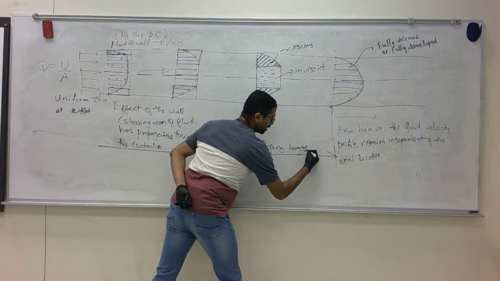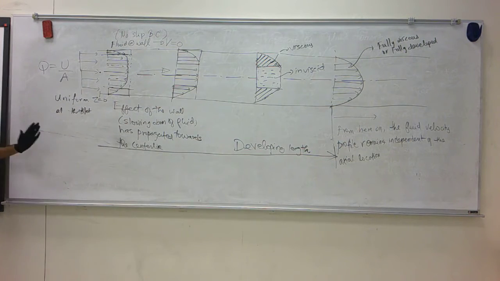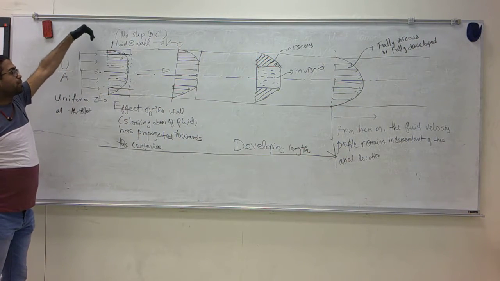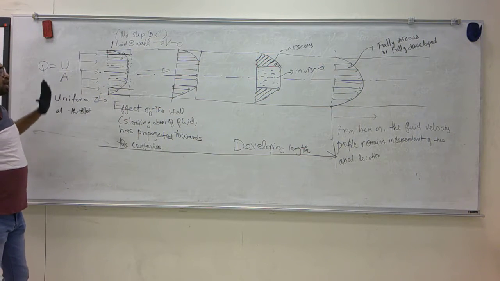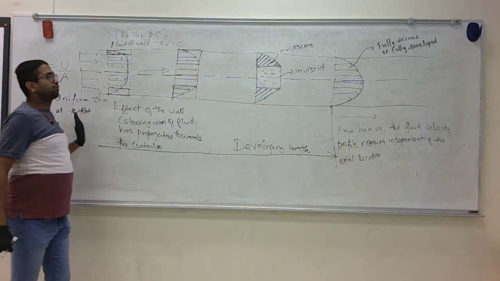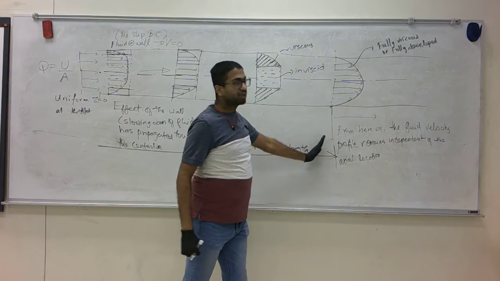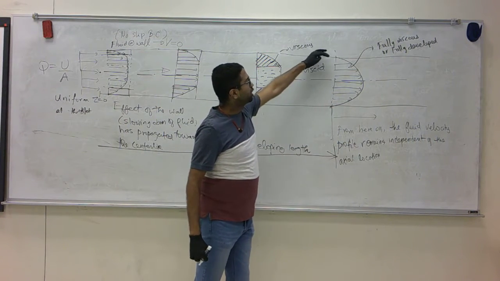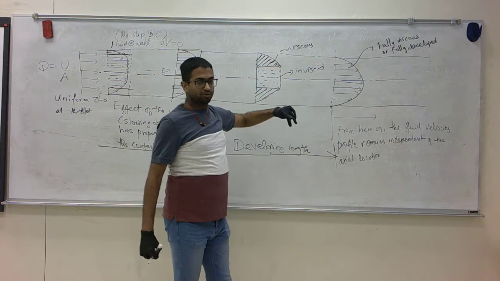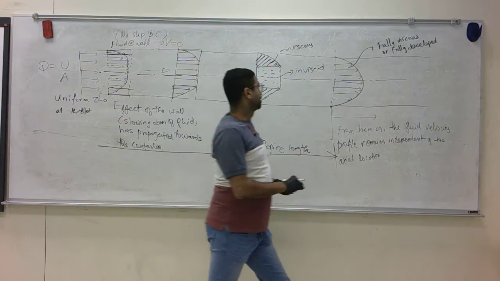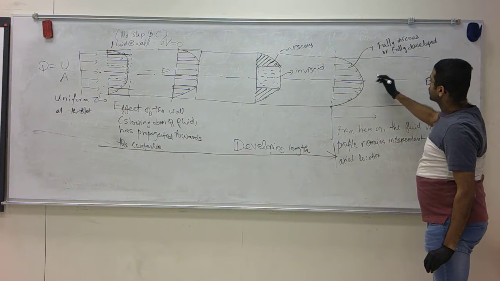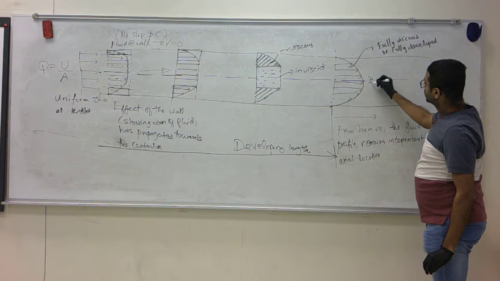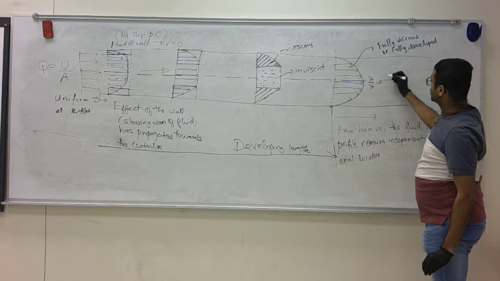This length is called the developing length. It is the distance over which the effect of the wall propagates through the fluid by slowing down successive layers of fluid, and over this length the fluid velocity profile becomes fully viscous, or fully developed. You will see that this fully developed velocity profile, if you look at the center line here, is symmetric about the center, so we can write du/dr is 0 at the center.